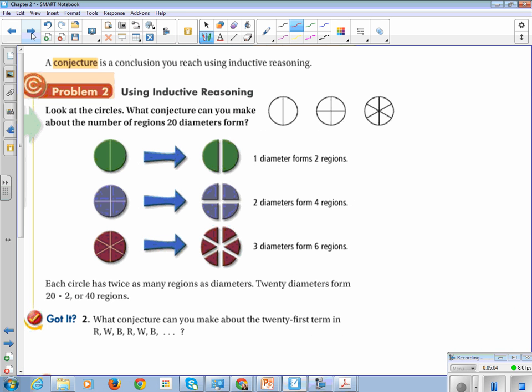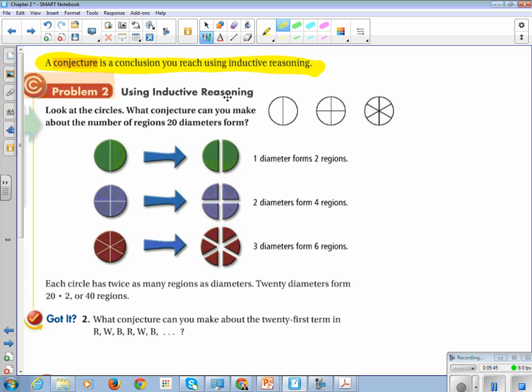All right, so a conjecture is a conclusion you reach using inductive reasoning. Go ahead and write this definition on your paper, because if you notice, it's going to ask what conjecture you can make about the 21st term. So if we don't know what a conjecture is, it's going to be really hard to answer that question. So let's write that down. A conjecture is a conclusion you reach using inductive reasoning. Like in those pattern problems, we found that the pattern was minus 5, so we made a conjecture that the next two terms were going to be 25 and 20.